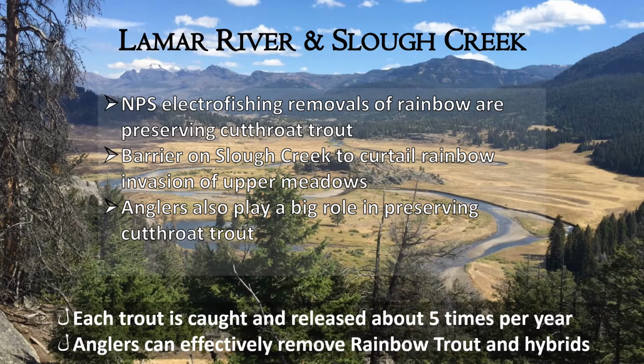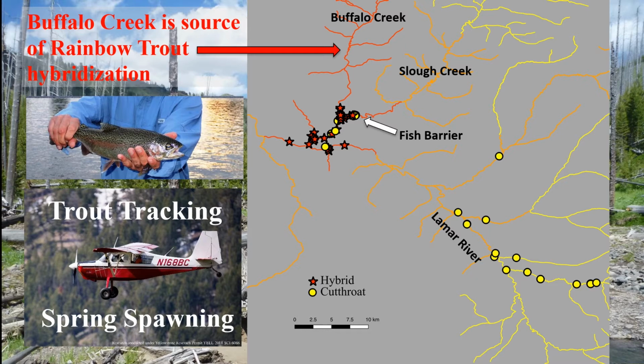But anglers also play a big role in preserving our cutthroat trout because each trout in the Lamar is caught and released an average of 5 times per year. That means that anglers can effectively remove rainbow trout and hybrids from this system. We've conducted trout tracking, telemetry of trout throughout the Lamar, especially during the spring spawning period, when all the hybrids and rainbow trout congregate down in the lower Lamar River, lower Slough Creek, and lower Buffalo Creek area of the watershed. We've learned that Buffalo Creek is a primary source of rainbow trout hybridization to the Lamar River system itself.